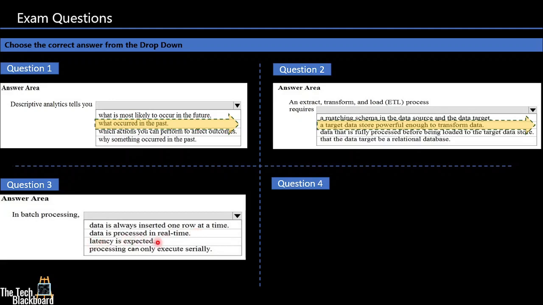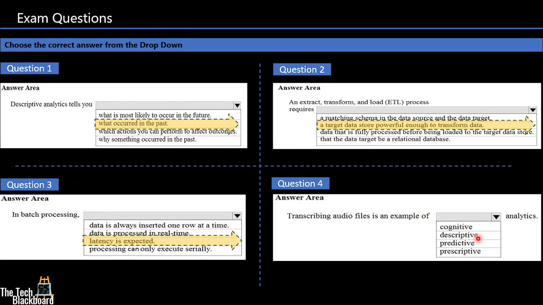Latency is expected. Yes, this one looks to be true because when you are processing data in batch, latency is for sure expected. The fourth one is processing can be done only execute serially. This is not true because it can also be done parallelly. So the correct option is latency is expected.